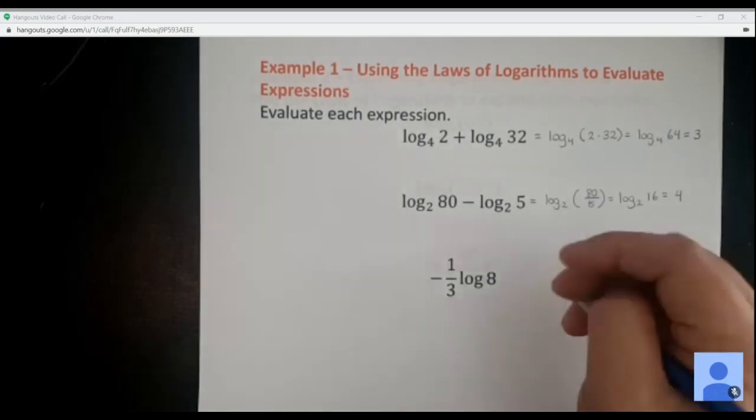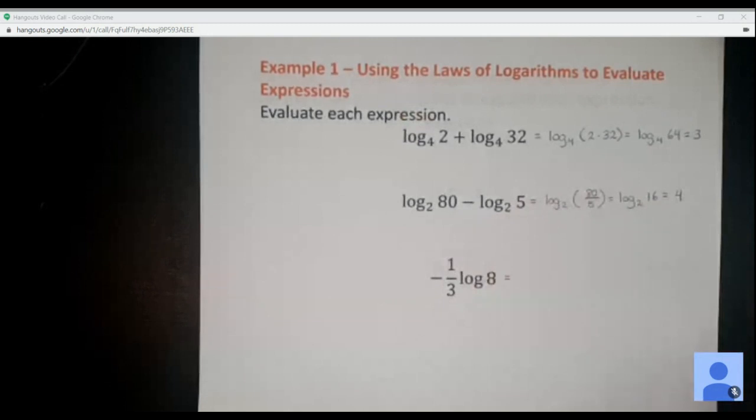All right, now the last one here, we have a value out front, but using the laws of logarithms, what did we say we could do with that?